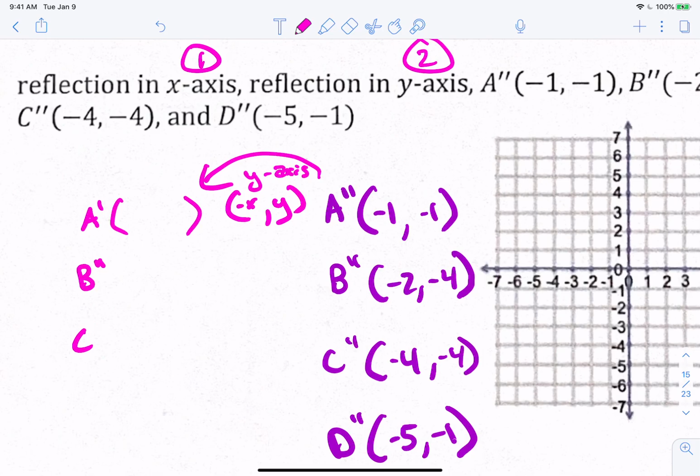C, oh, I don't know why I did double prime there. B prime, C prime.